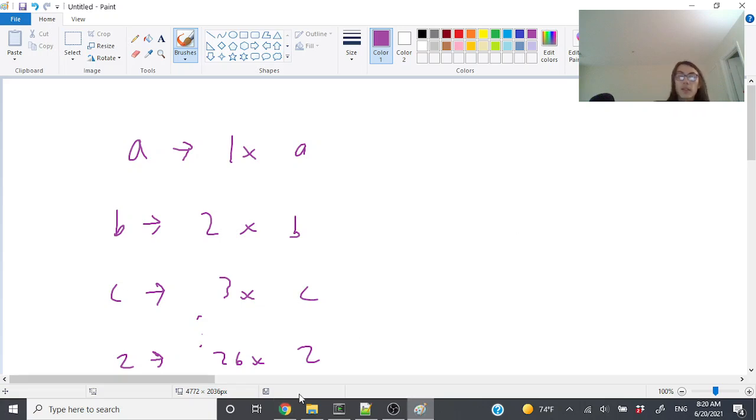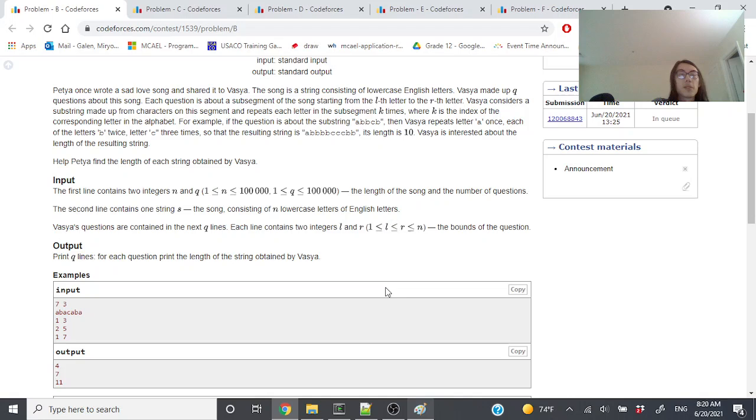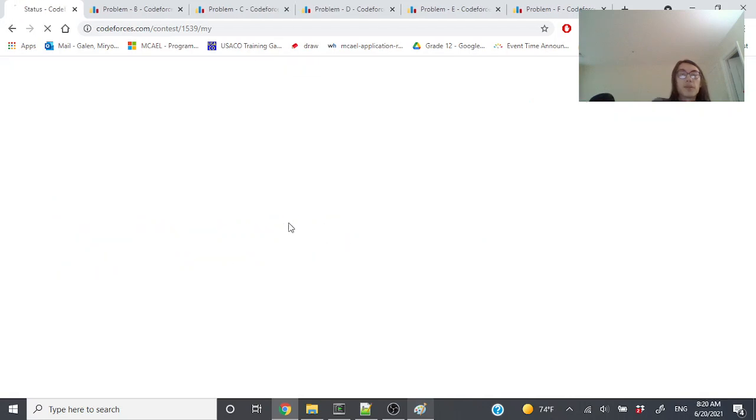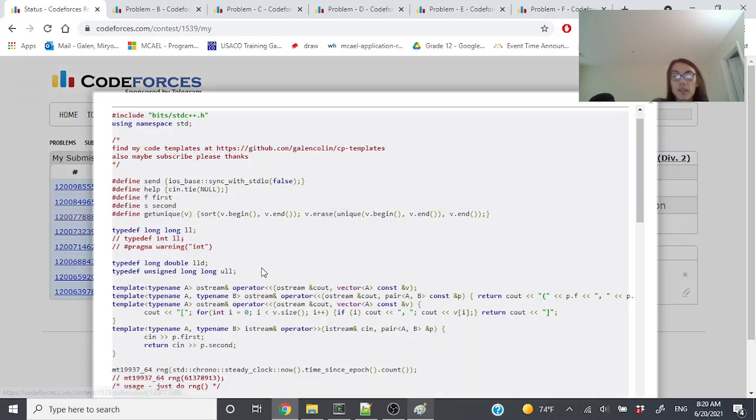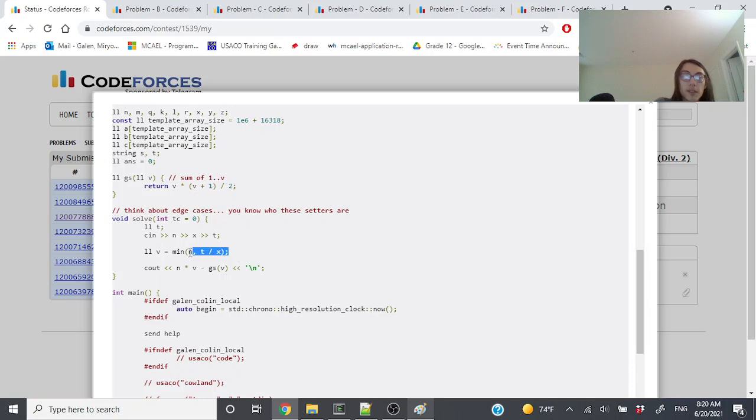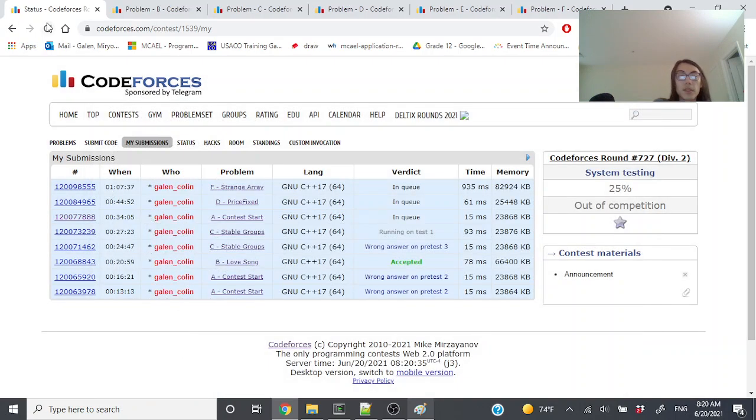So essentially, we have a bunch of queries. We need to count the number of A's in a range and then multiply them by 1, and then count the number of B's and multiply them by 2. Oh, and by the way, I should go over my code for A, I guess. No, not this. This is just very simple. It just implements this formula. Take min of n and t over x, and then this is the sum. We just do that. Got B, got C. Cool.